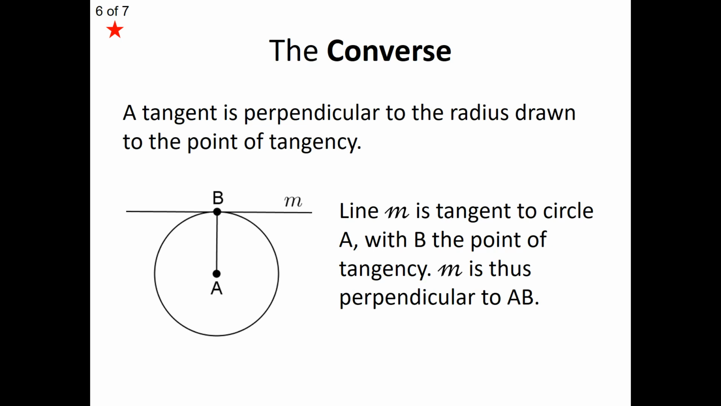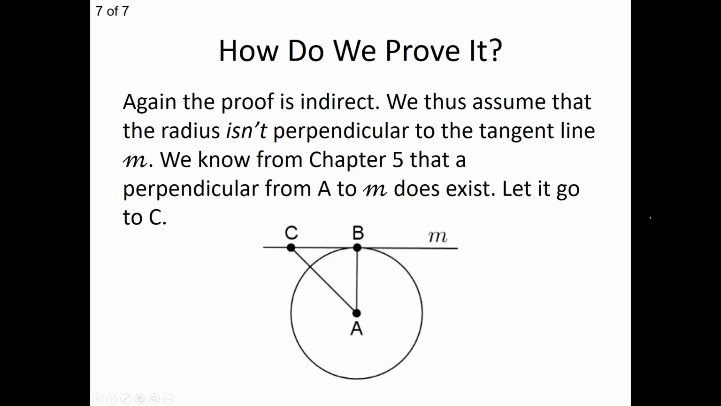The proof of this is also subtle. We are going to do this indirectly. So again, the proof is indirect, and what we're going to assume is that the radius isn't perpendicular to the tangent line M. And what we know from chapter 5 is that if we don't have the line that is perpendicular, that means there must be a point on line M that would make AC perpendicular to line M, since point B is not that point by our assumption.